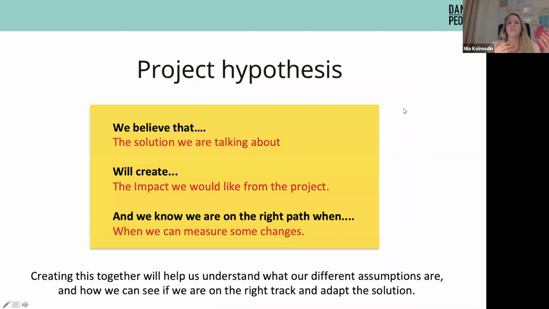Maybe creating project hypothesis. A lot of times we don't know what we're supposed to do or what the solution is supposed to be, and this is a little bit painful sometimes, but you can use just a hypothesis formula like here. We believe that, we create, and we know we're on the right path when. This might really help you in the beginning to work like this. And of course, you can create it together with people so that you might have different ideas and you could align in a better way doing this together with your stakeholders and with your team, of course.